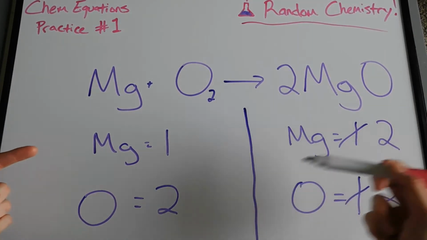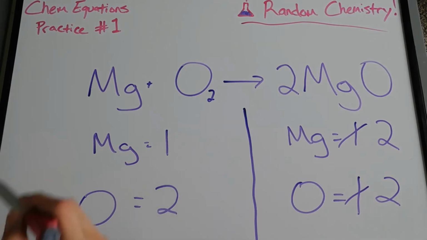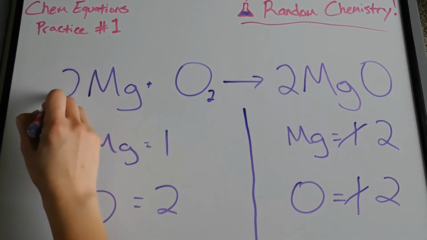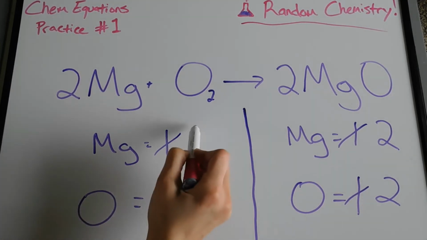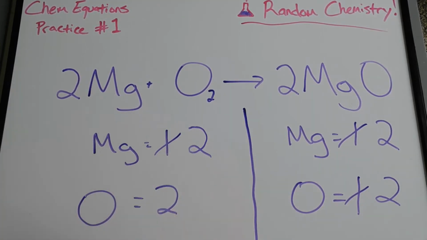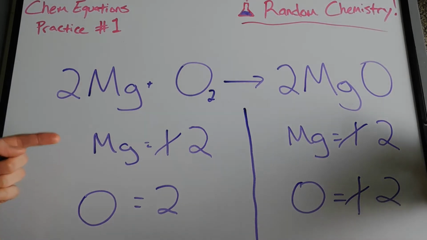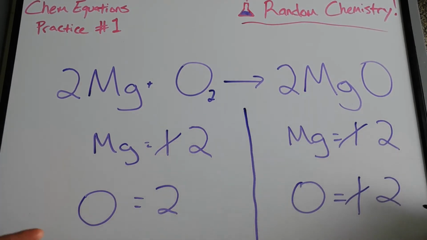So we're going to come back to the left side of the equation. And we're going to put a coefficient in front of magnesium. So 2 times 1 is 2. And if you look on both sides of the line, now our magnesium are balanced and our oxygen are balanced. Remember, no matter how simple your equation is, always go back and double check your work.